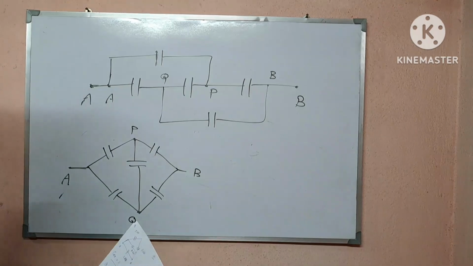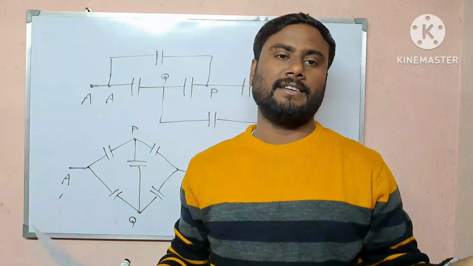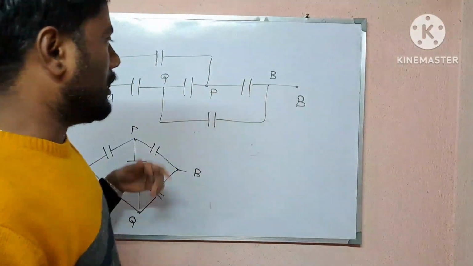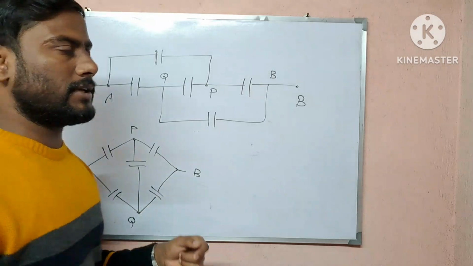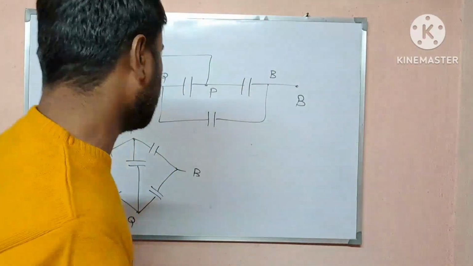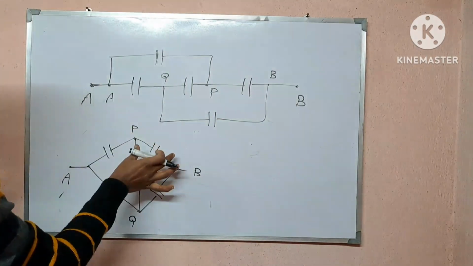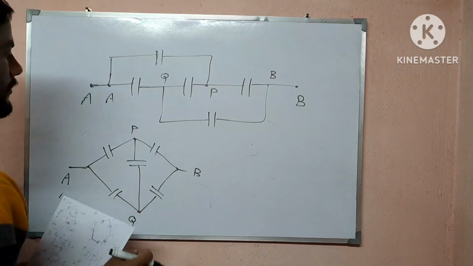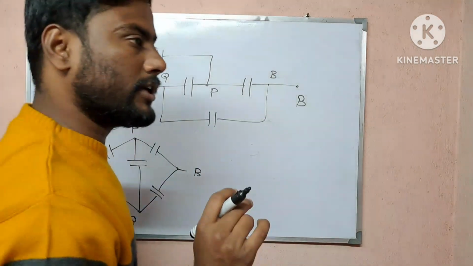I think we all know what a balanced Wheatstone bridge is. If you don't know, sorry, we'll discuss it in other videos, because now it will not be possible to talk about it. A Wheatstone bridge is a special type of circuit, and its balance condition means the ratio of the resistance or capacitance of these two arms and these two arms will be same. So here all the capacitors have value C.